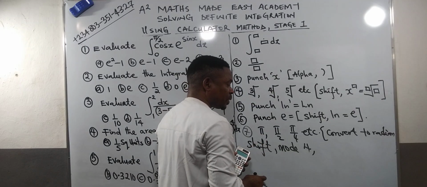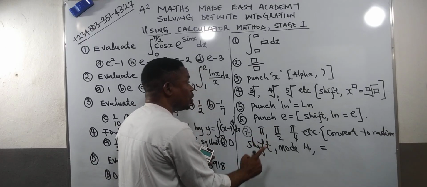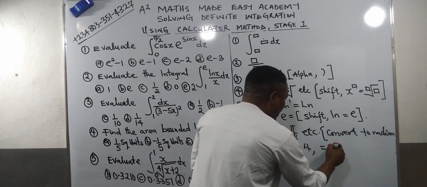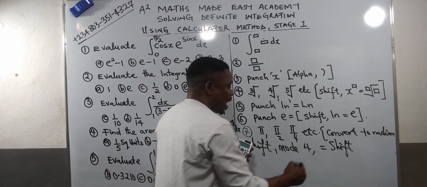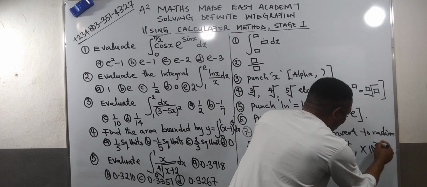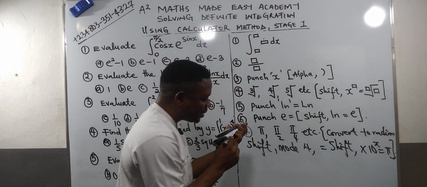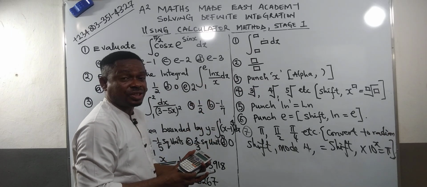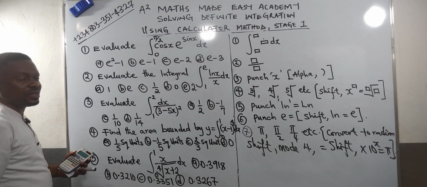Am I communicating? Now in the process where you want to punch rad or rad over 2 based on upper limit or lower limit, how do we key in that? The next thing we are going to do for rad to appear is to punch shift. And after punching shift, there is what we call times 10 raised to power x. And once you punch it, rad will appear. These are the basic things I would like you to understand as far as definite integration is concerned. Can we now move to the questions one after the other?